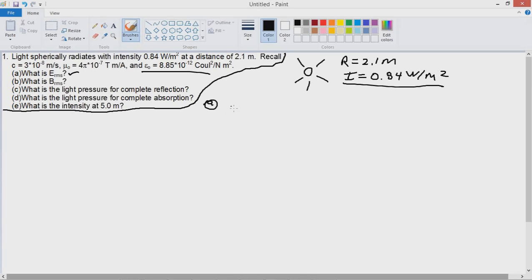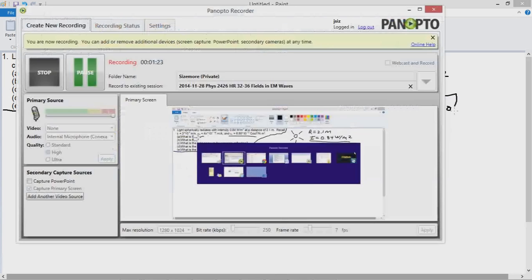We have a formula. Intensity is going to equal 1 over C mu 0 times ERMS squared. All we have to do is invert it. ERMS, and that RMS stands for root mean square, is the square root of intensity times the speed of light times mu 0. I will be back right after calculations.